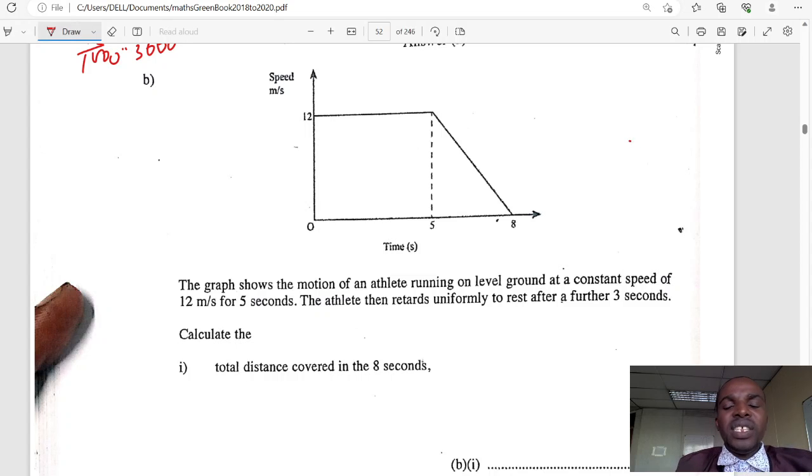Part B. This one is a speed-time graph. The graph shows the motion of an athlete running on level ground at a constant speed of 12 meters per second for 5 seconds. The athlete then returns uniformly, that's deceleration, to rest after a further 3 seconds. Calculate the total distance covered in 8 seconds.